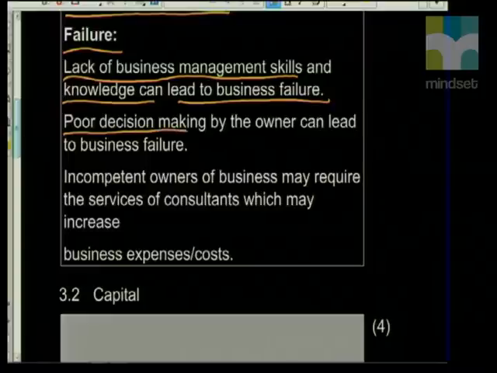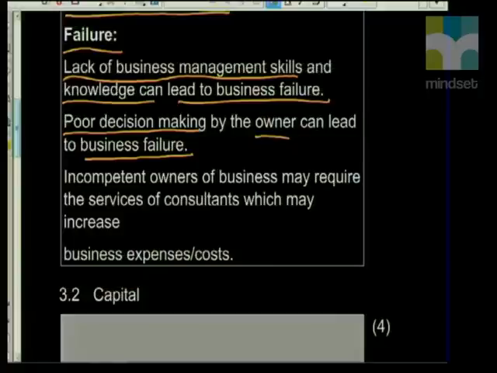Another factor that could lead to the failure could be poor decision making by the owner. So again, in contrast, the advantage is you can make quick business decisions. The disadvantage is you can also make poor decisions, which will seriously affect your business and its success.